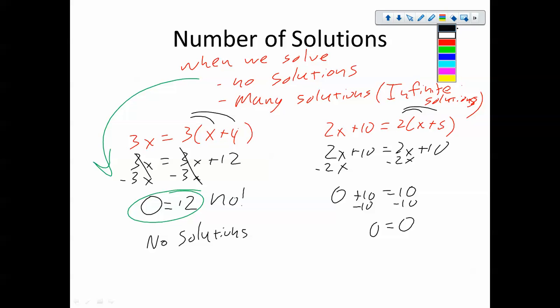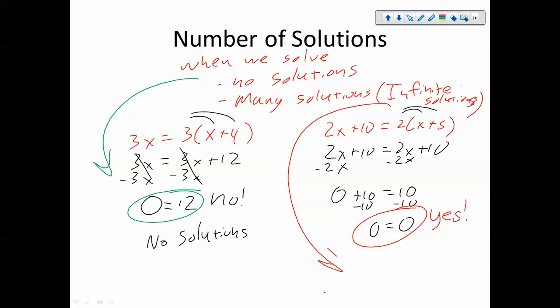Well, it's weird because I don't have an x anymore, but it is a true statement, right? That is true. 0 does equal 0. And so what that means is this one here. There is an infinite number of solutions. It means that no matter what number we plug in for x, they are all going to work.